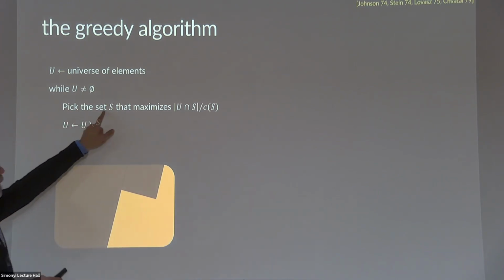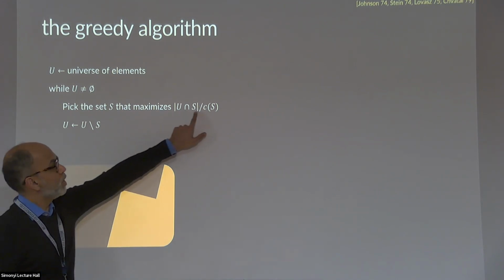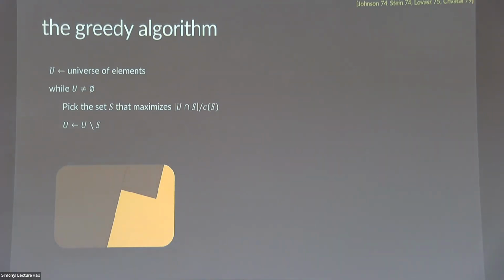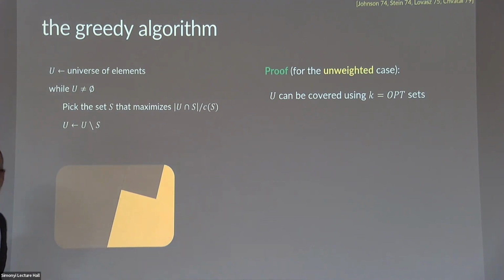And so you're actually maximizing the number of uncovered elements that are being covered by the set divided by the cost of the set. So in general, you're looking at the bang for buck. And the proof for the unweighted case is one that you teach in your undergrad algorithms course, right? So, at every point in time, the entire universe can be covered using, let's say, opt many sets. This is only for the unweighted case. The weighted case, the proof is slightly more complicated, but not really.